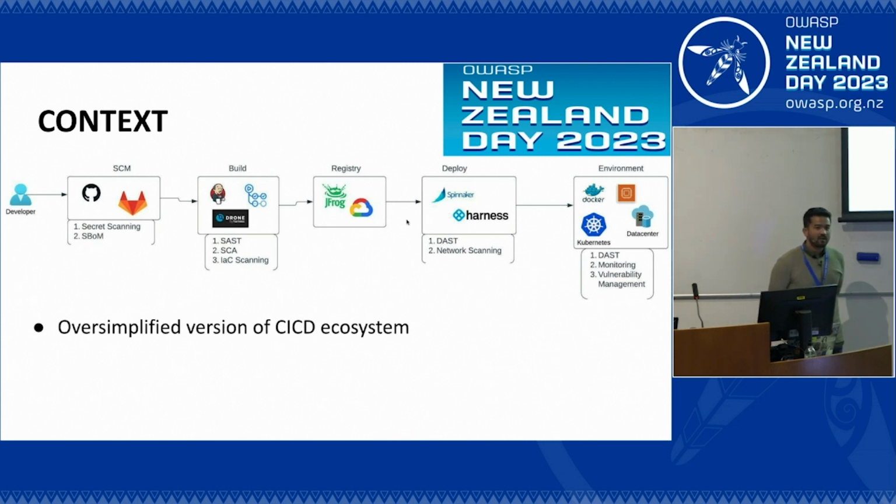So just to set the context, let me start with a very simple version of the overall CI/CD ecosystem and how it works. For any software developing organization, there is a set of code which is developed by the developers and stored in a central location. We call it the SCM, the Source Code Management platform.